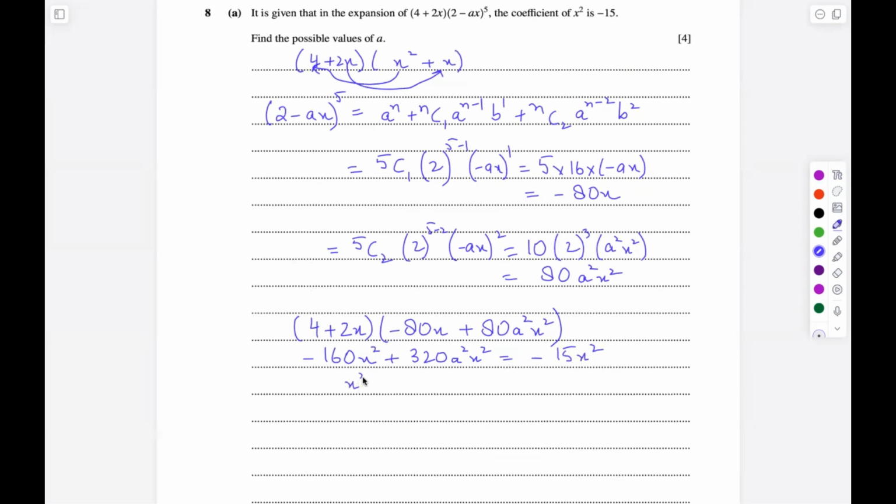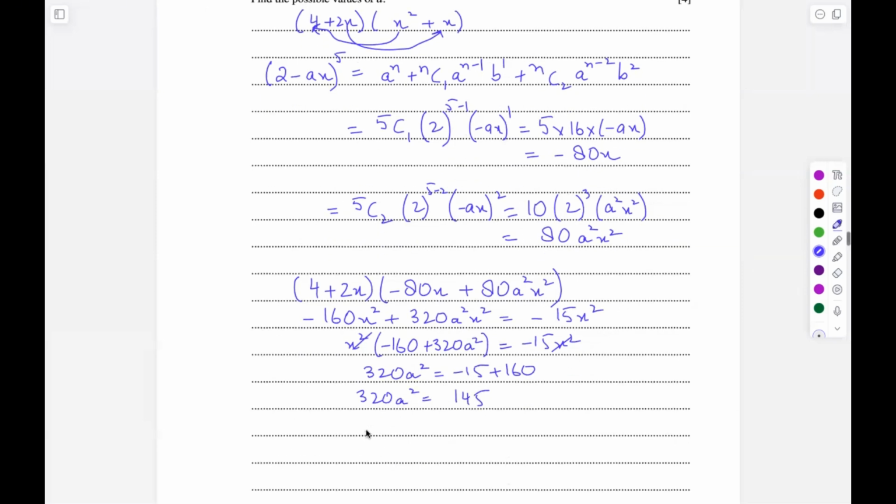Taking x squared common on both sides, we'll get -60 plus 320a squared is equal to -15x squared. We can cancel out the x squared terms and now compare the values. So we can write this as 320a squared will be equal to -15 plus 160. So 320a squared will be equal to 145. And now dividing 145 by 320, in fraction that is equal to 29 upon 64.